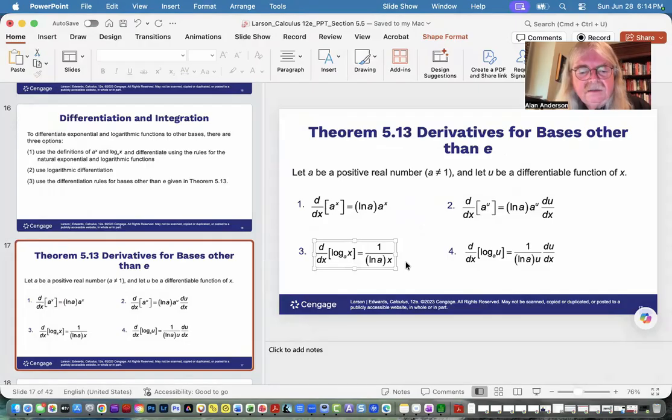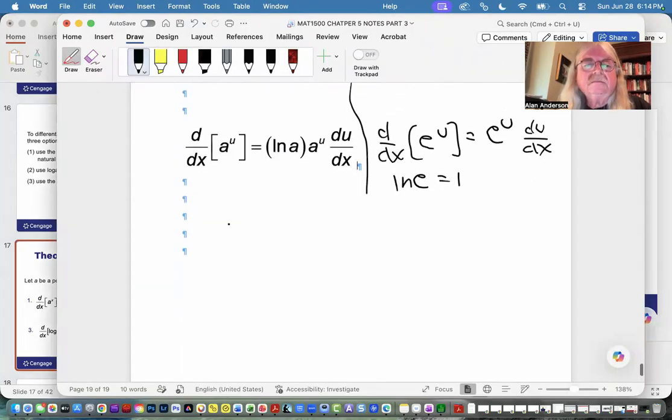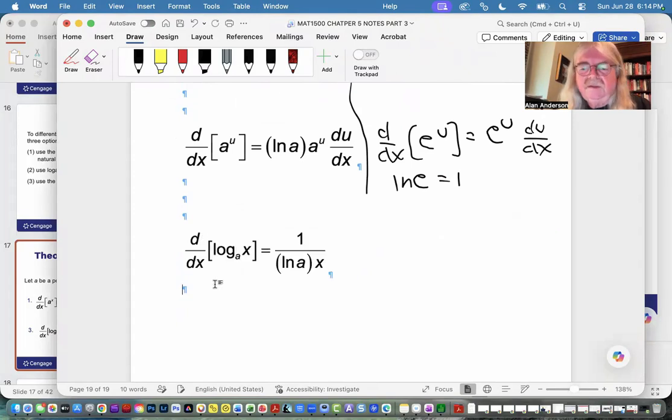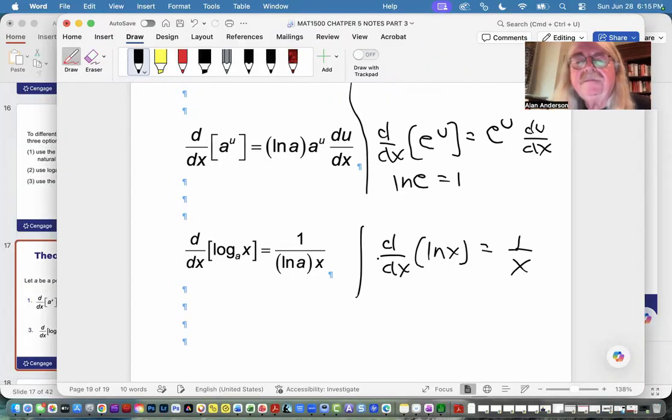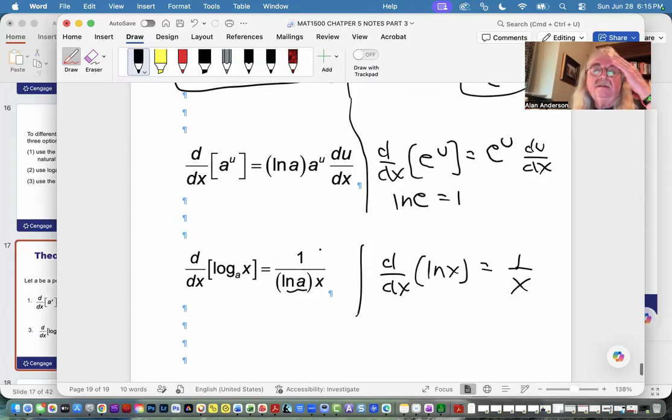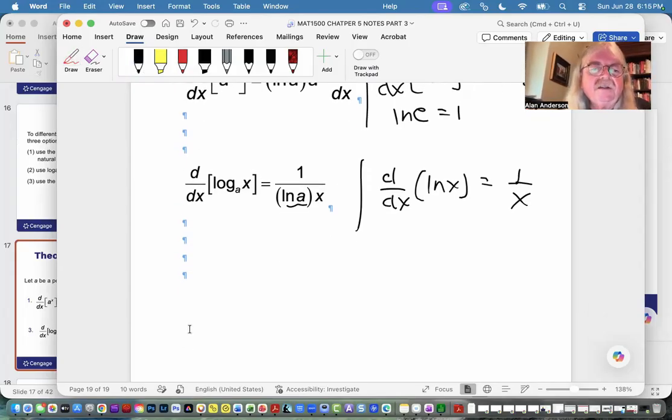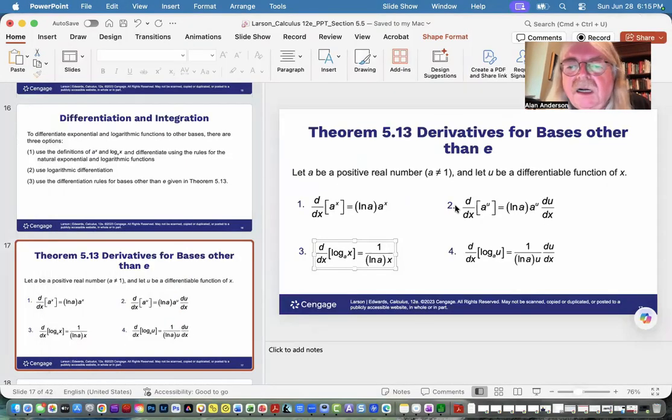Number three, let's see. And again, it's the same thing. So in other words, if that was an e, it just goes to 1, and therefore it's the same thing. Okay. And finally, this one.